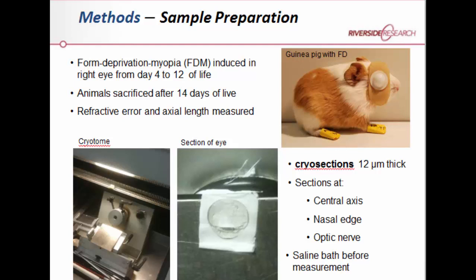And we took sections at different locations of the eye, like at the central axis, at the nasal edge, or directly at the optic nerve. Directly before measuring, the sample slides are put into saline to ensure rehydration of the slides and complete thawing.